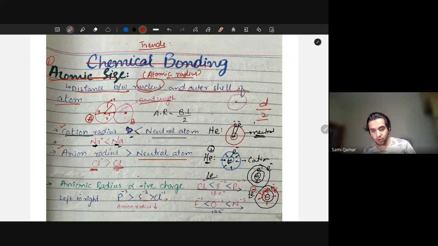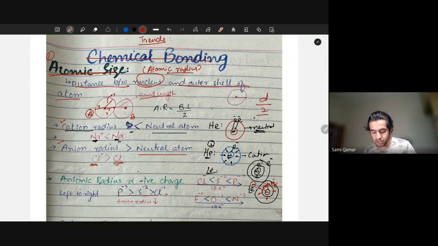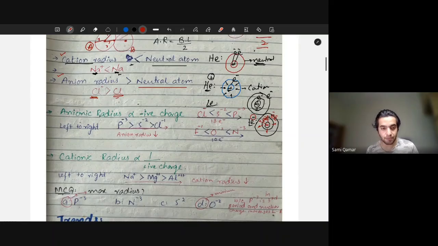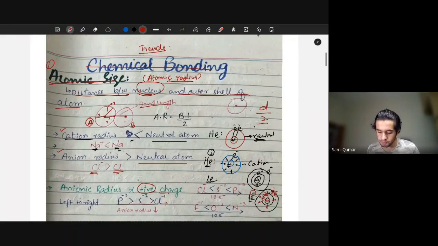Now there we go. Let's talk about the trends, because trends are important. So anionic radius is directly proportional to negative charge. What does that mean? It is directly proportional to negative charge. If we move from left to right in periods, okay, if you move from left to right, here we go.